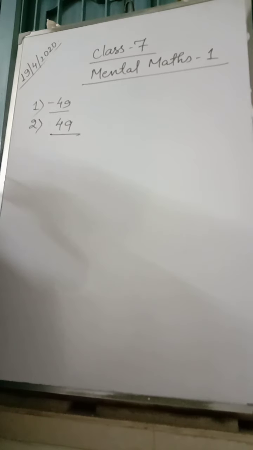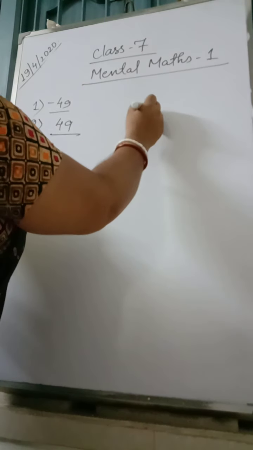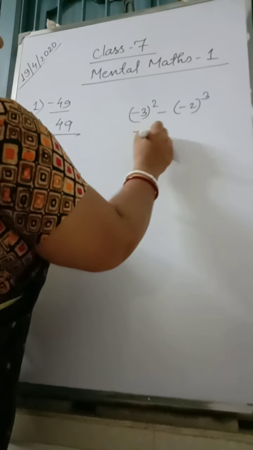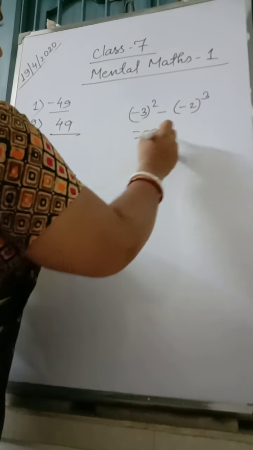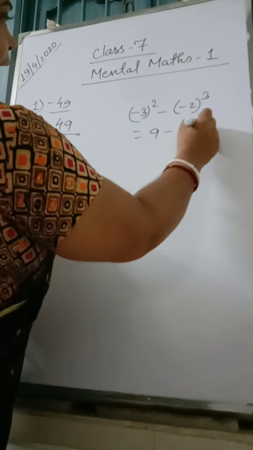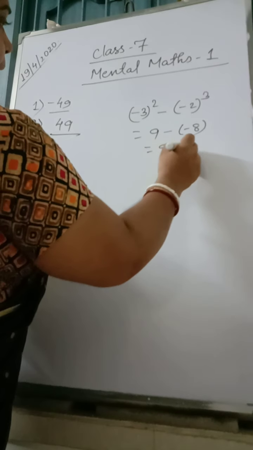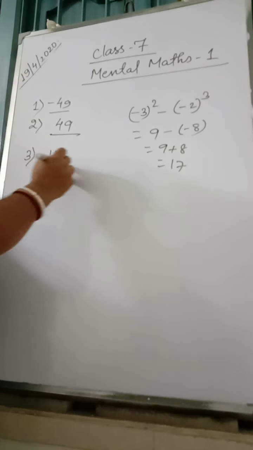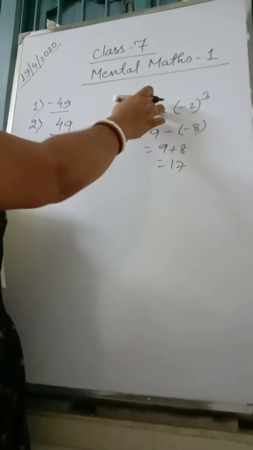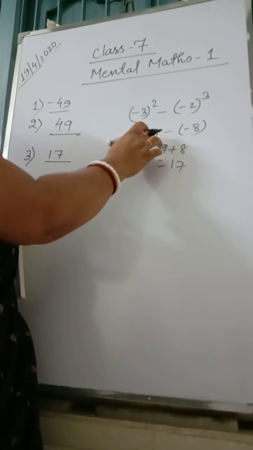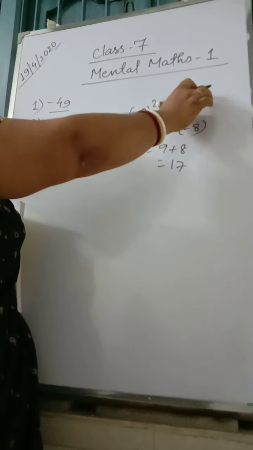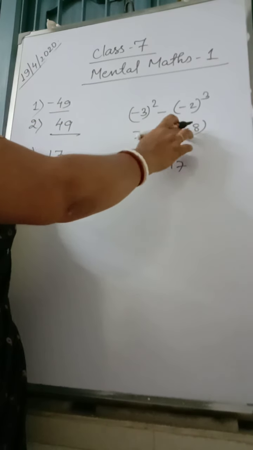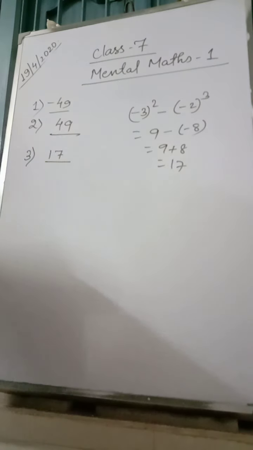Minus 3 square minus 2 cube. Minus 3 square will give you 9, minus 3 into minus 3. Then 9 minus minus 8, so it gives you 9 plus 8, 17. So the answer will be 17. Why is it minus 8? You see, when the power is even, the answer will come positive. When the power is odd, the answer will come negative. There was a minus already, so minus minus becomes plus. So 9 plus 8, 17.